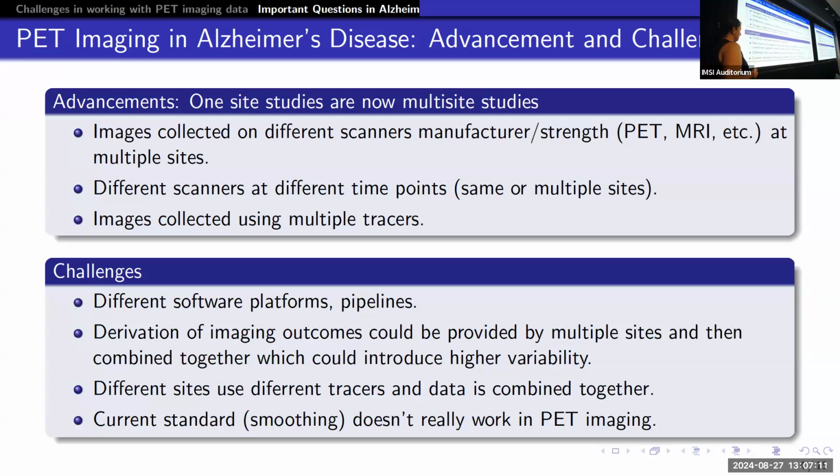Martin talked about the software that we're using, the pre-processing, the platforms, the pipelines. And then in these multi-site studies, one of the things that we're sometimes facing is that we use the derivation of these imaging outcomes at multiple sites, and then we want to put them together. Different sites might use different data, that's true in some of our studies, and with different tracers, and then we want to combine them together.